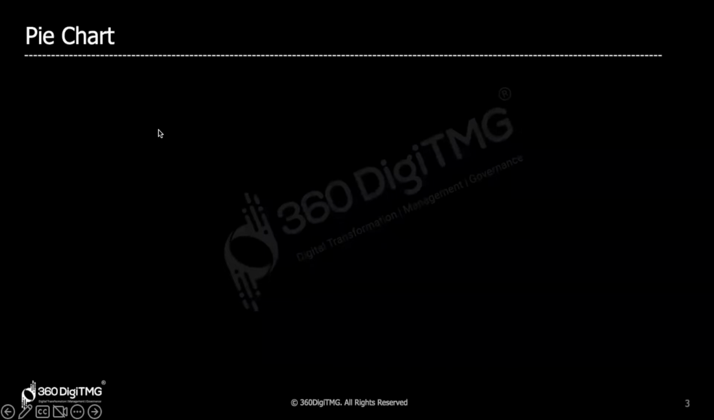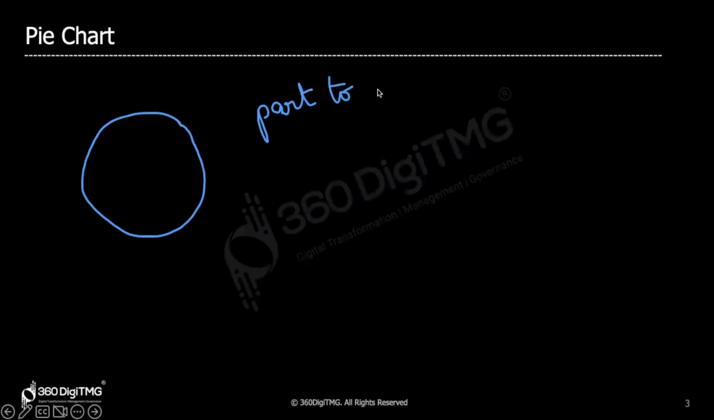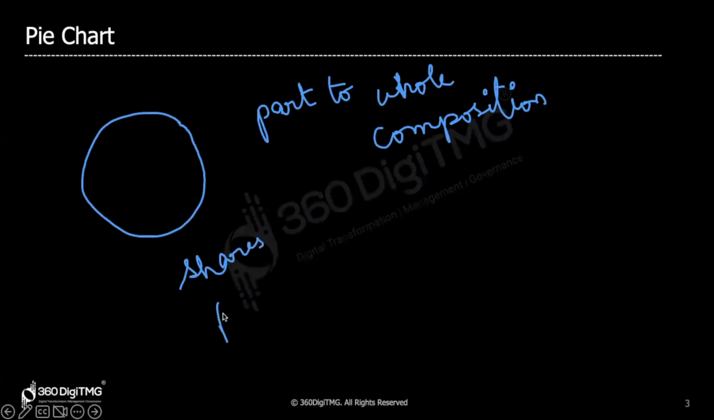This comes under something called composition analysis, or what is your data composed of. You can also call it part to whole analysis. Composition analysis. Or simply, let's not use such big terms, simply to show the shares, to show the ratios. You can use a pie chart or even a stack bar. Now, what do I mean by these terms? Let's try to understand that.